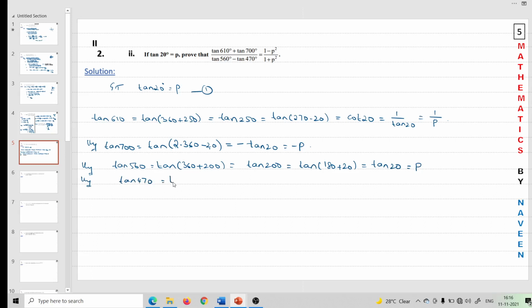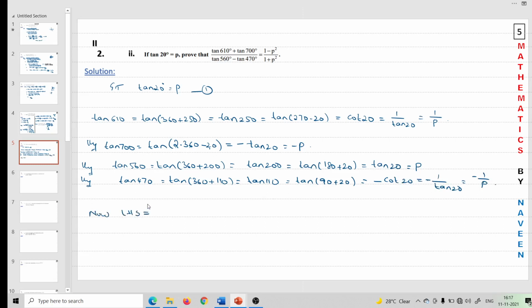Similarly, the last one, tan 470, equals tan of 360 plus 110, which is tan 110 only. Clear? 360 plus theta is the first quadrant. And this one can be written as tan of 90 plus 20, the second quadrant. In the second quadrant tan values are negative, and with 90, tan changes to cot 20, which is nothing but minus 1 by tan 20. That is minus 1 by p. Clear? Now I am considering the LHS.